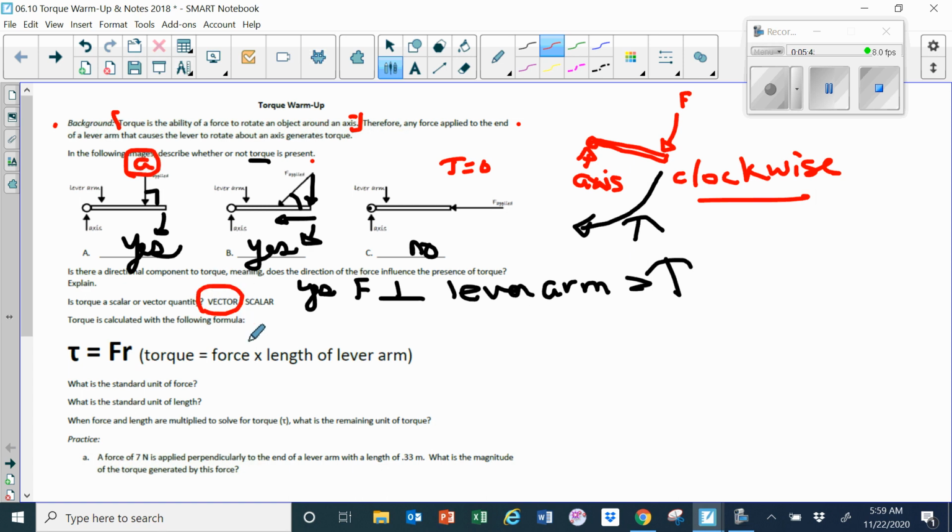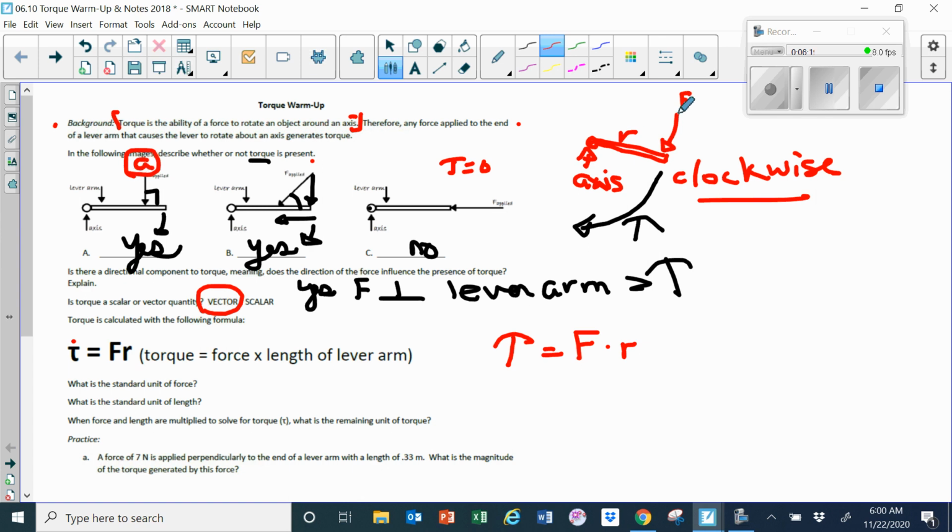So here's the formula. I'll write it over here too. This right here is tau, the Greek letter for torque, and that equals the force applied times the length of the lever arm. The reason it's called R is this is a radius. So this would be R, and this would be the force. This is the radius of the turn.